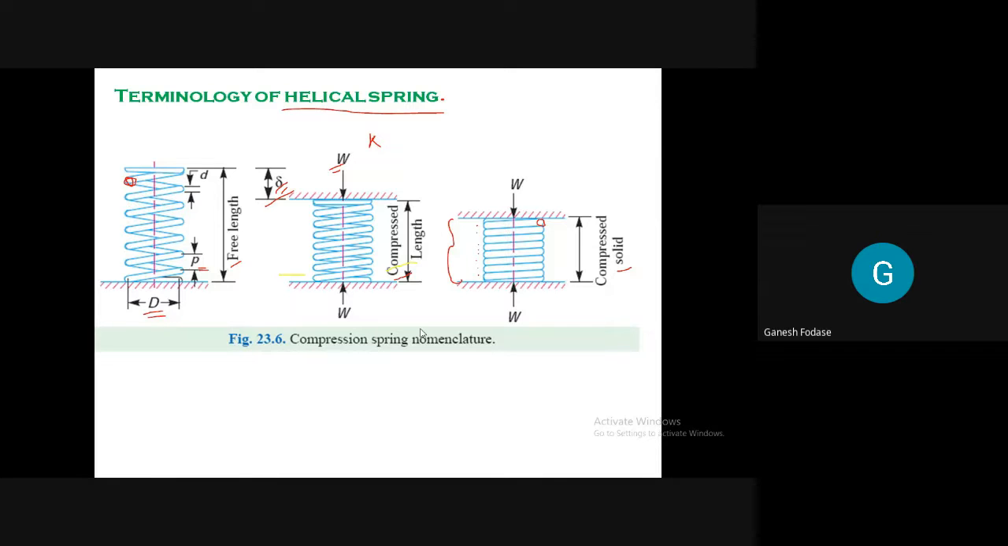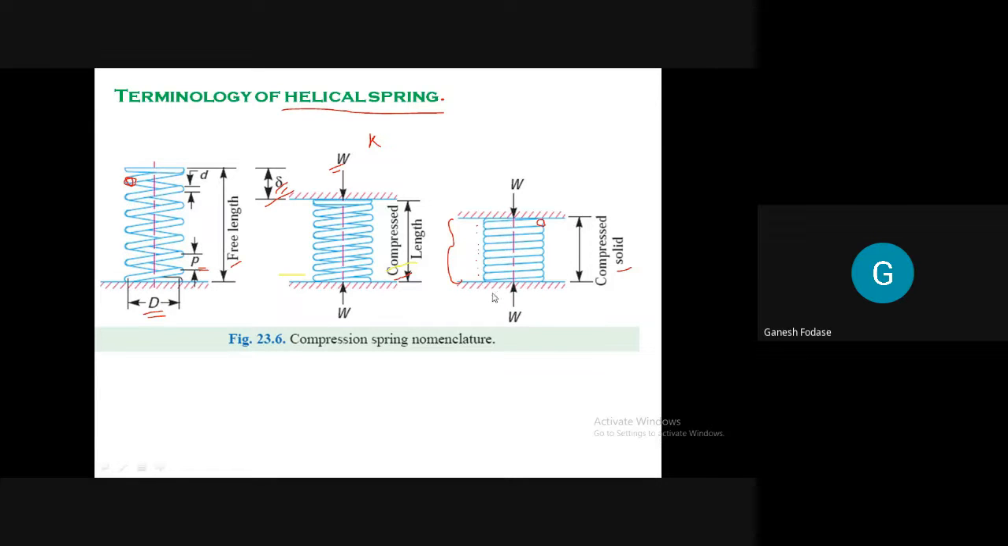Now, there is some important terminology of springs that we need to discuss. If you see these three diagrams properly, this one is a spring in a free condition, meaning there is no load applied on the spring. The first diagram shows when there is no force applied on the spring. In the second case, some force called W is applied and the spring is in compressed condition. But in the third case, the spring is completely compressed, meaning we can see the wires of the spring and there is no gap between them. You can see there is zero gap.